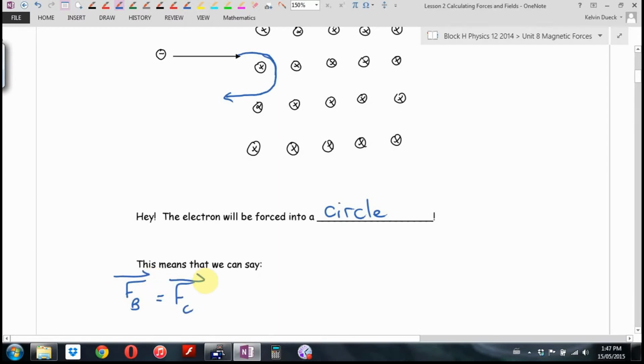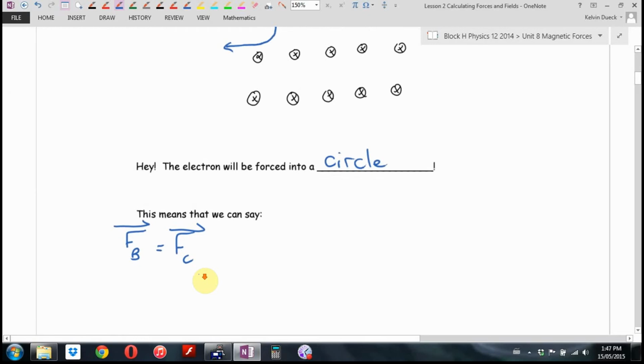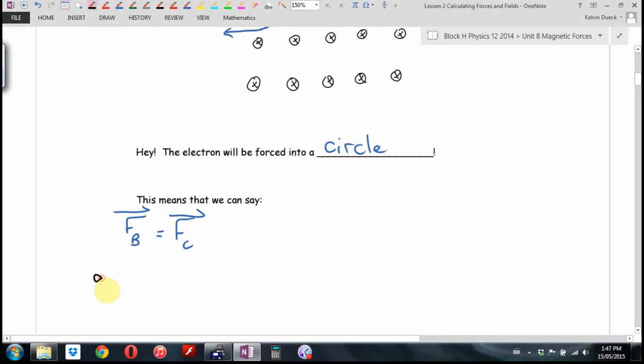The same way as when we were in orbit, we could say gravity is what was pulling us in a circle. It means that we can say QVB equals m, because force is mass times acceleration. Don't write this next bit down, the AC, because there were two versions of AC. There was the 4 pi squared r over t squared and the v squared over r. Which one do I want? Is there a v on the left-hand side? Then I'm thinking I want a v on the right-hand side. This is what you can write down.